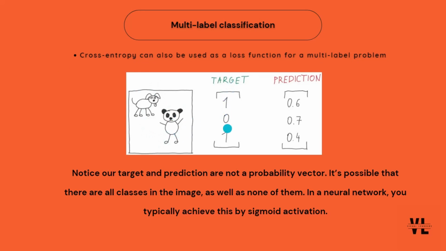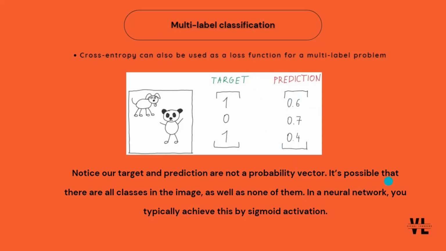So the target before was 100, and we used the index 0 for the case of the panda, but now it's going to be switched to 1. And the probabilities for both the dog and the panda are going to be higher after we train the model. But for this specific prediction, we have these probabilities assigned for each of the classes. Notice our target and prediction are not a probability vector. It is possible that there are all classes in the image as well as none of them. Sometimes you might have all the classes inside the image, and other times you might have none of them. So it is possible that you might not get a probability that sums up to 1 in the case of a multi-label classification problem.